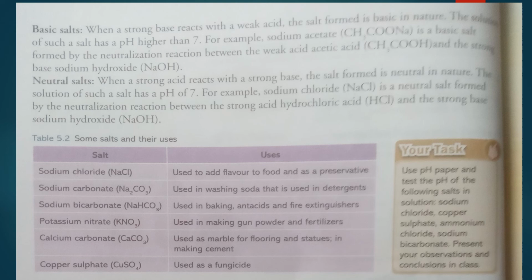For example, sodium acetate, CH3COONa, is a basic salt formed by the neutralization reaction between a weak acid, acetic acid, and a strong base like sodium hydroxide. Another type of salts are neutral salts. When a strong acid reacts with a strong base, the salt formed is always neutral in nature, and the solution of such a salt has a pH of 7. For example, sodium chloride is a neutral salt formed by the neutralization reaction between a strong hydrochloric acid and a strong sodium hydroxide base.